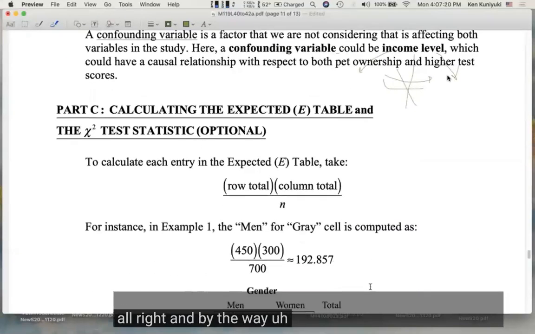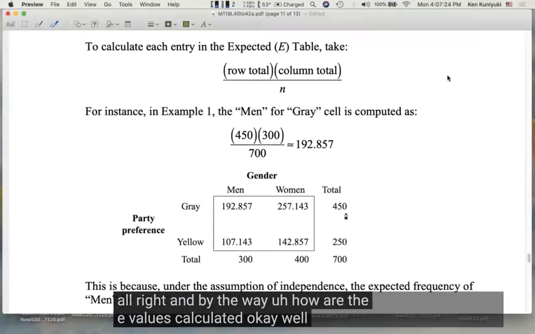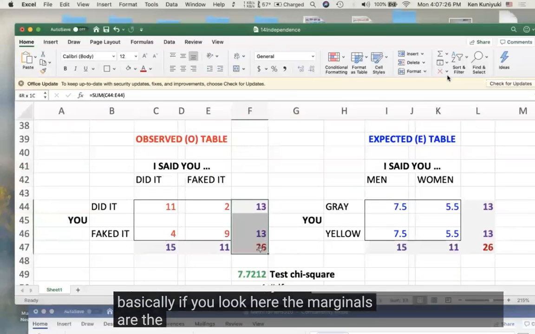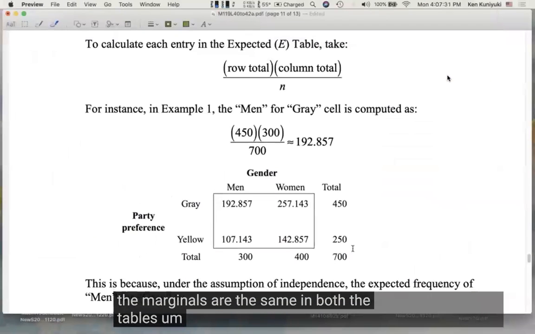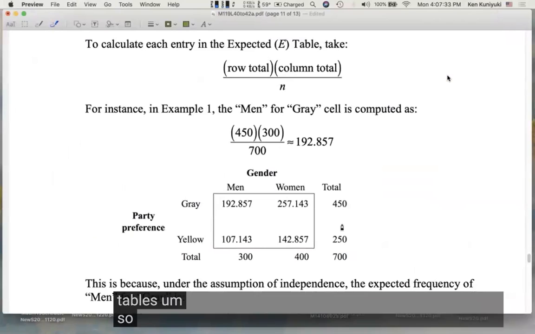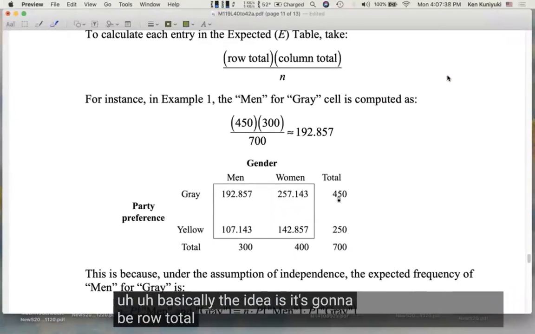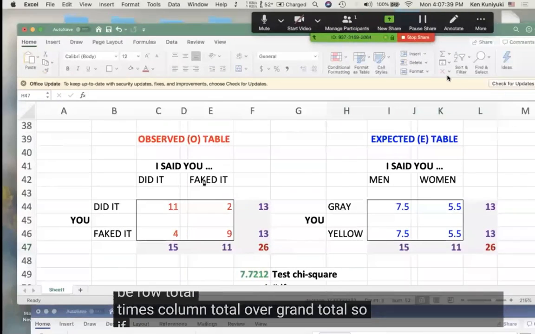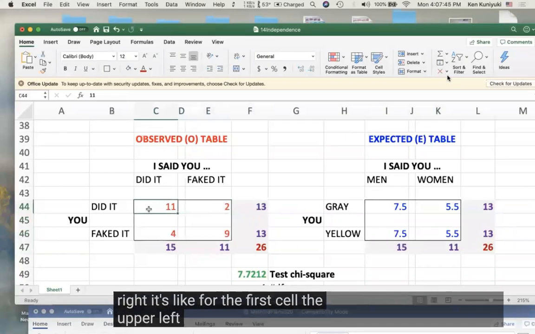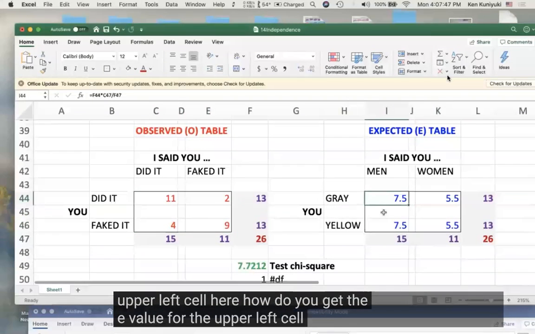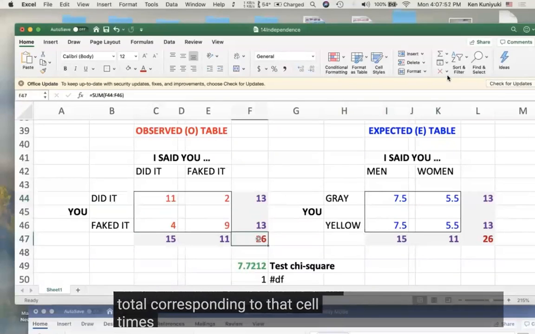And by the way, how are the E values calculated? Okay, well, basically, if you look here, the marginals are the same in both tables. Basically, the idea is it's going to be row total times column total over grand total. So if you look at the O table, for the upper left cell, how do you get the E value? It's the row total times the column total corresponding to that cell over the grand total.